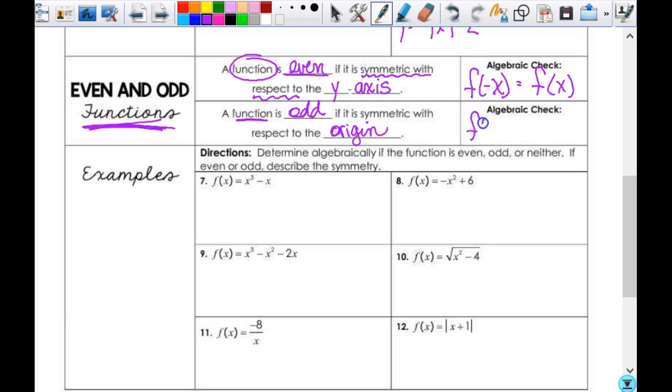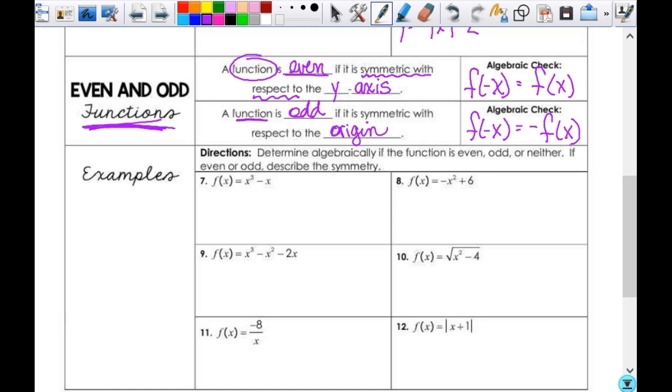If we substitute in a negative x to find f of negative x, we get negative f of x, then it's an odd function. So the nice thing is they both start the same way, so I don't have to do 3 different sets of work. I'm just doing one, and the result I get is what tells me.